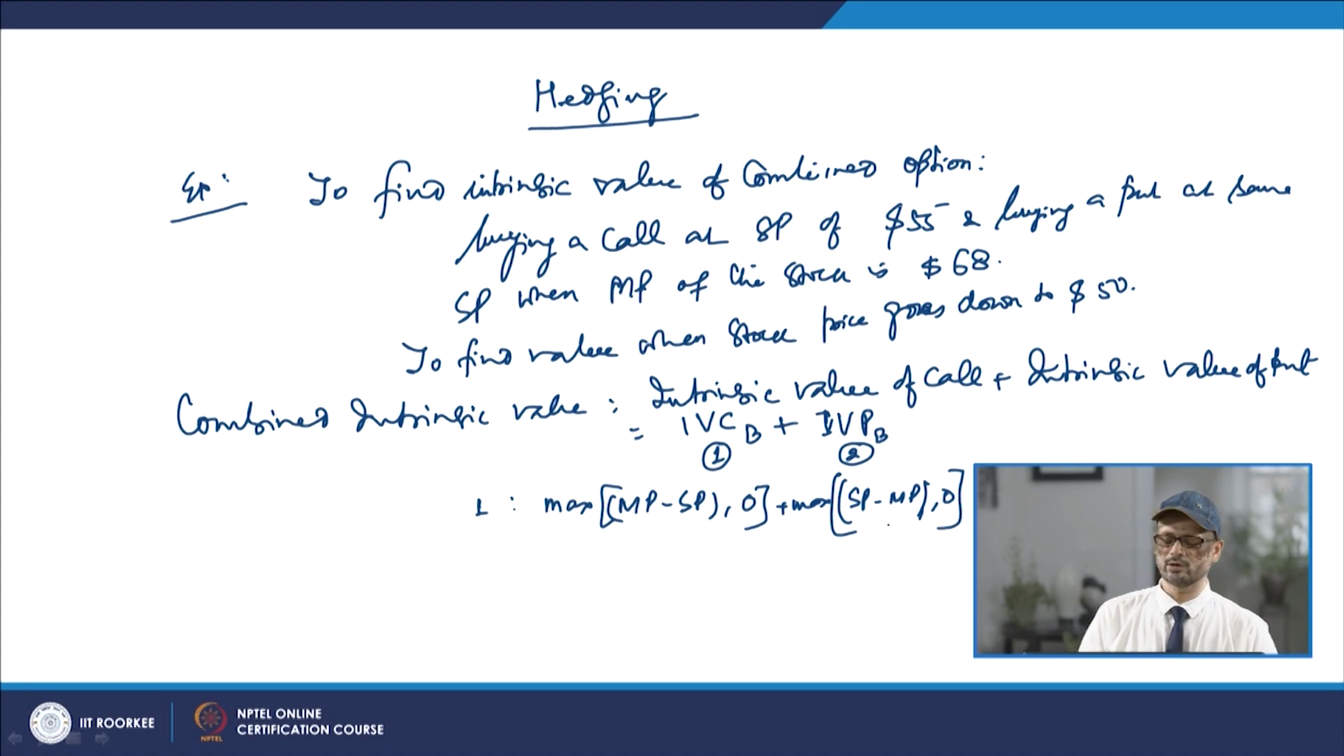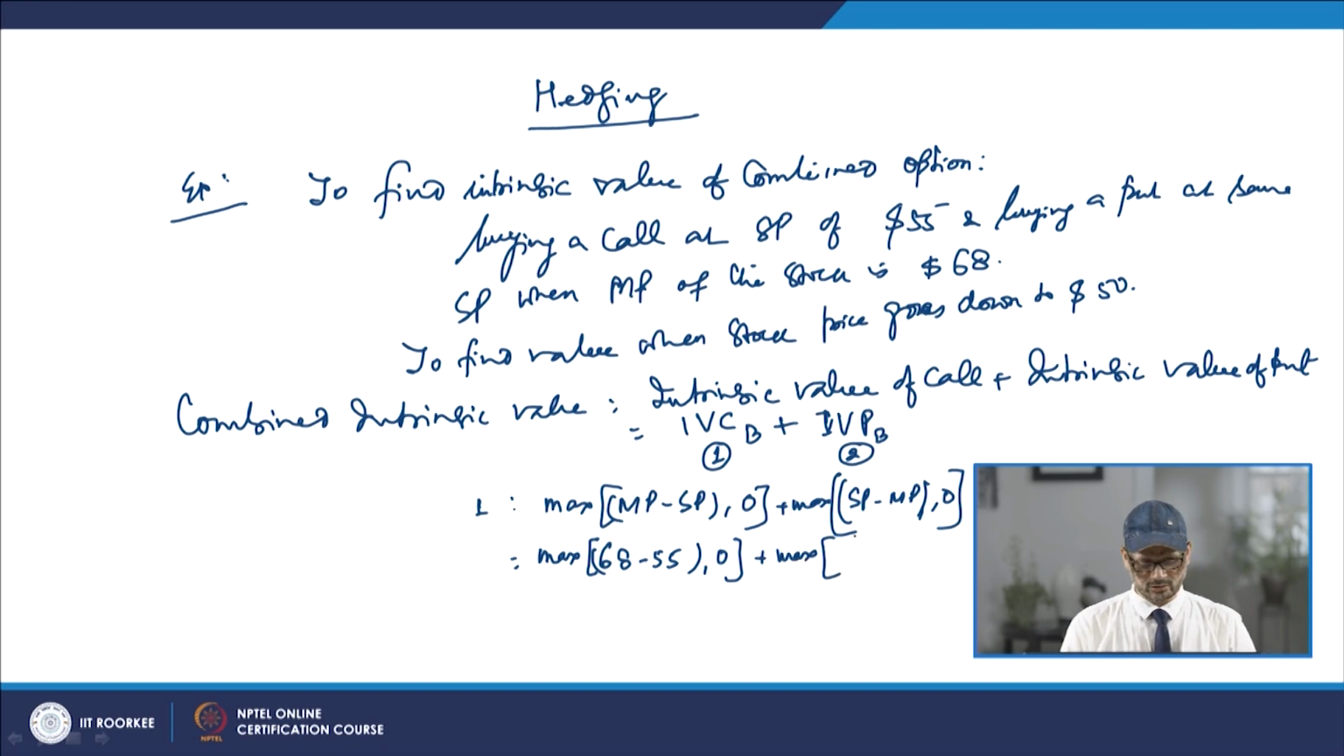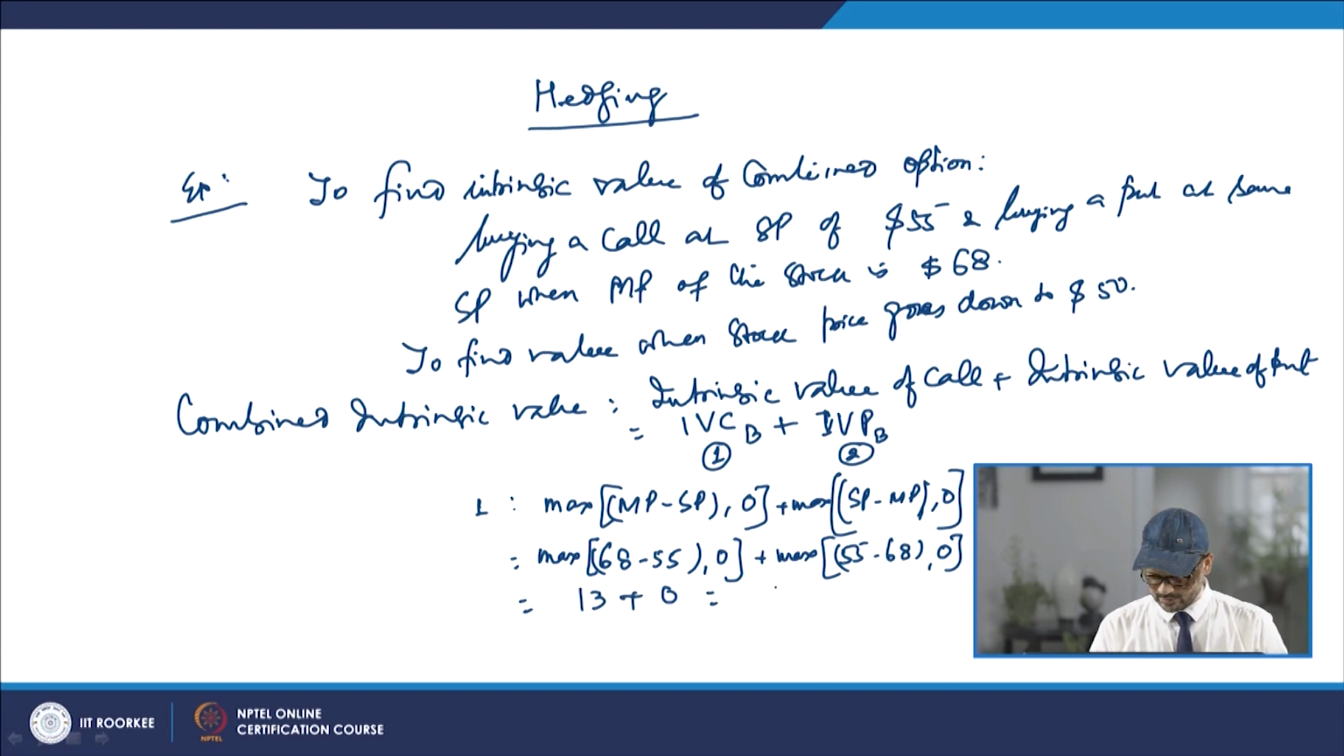So this will be your intrinsic value of the call for the buy, and if you take that, it will be the maximum of 68. MP, your market price, is 68, so it will be 68 minus the strike price of 55, and 0, and similarly the maximum of strike price 55 minus 68 and 0. So it will be 13 and it will be 0. So that will be $13.